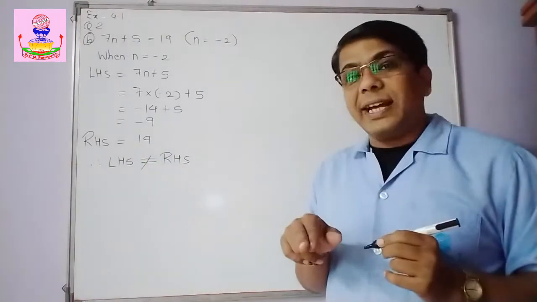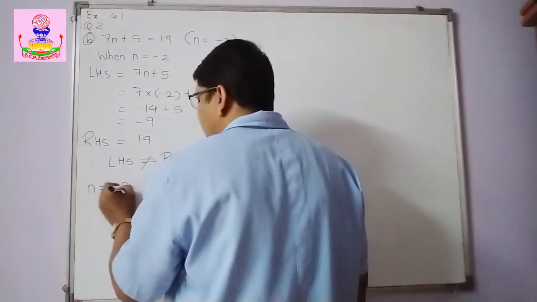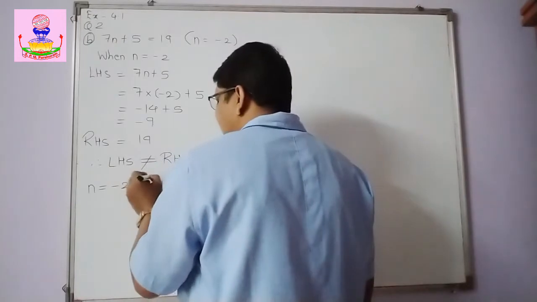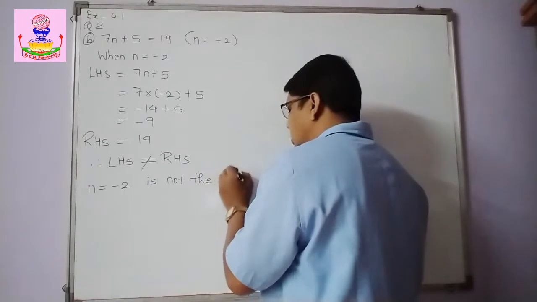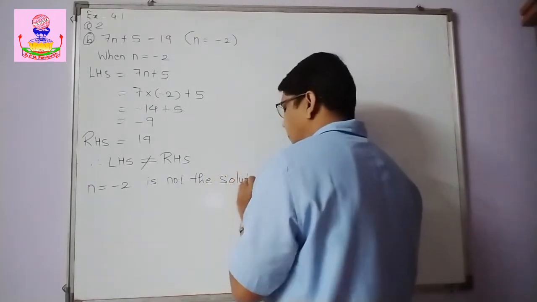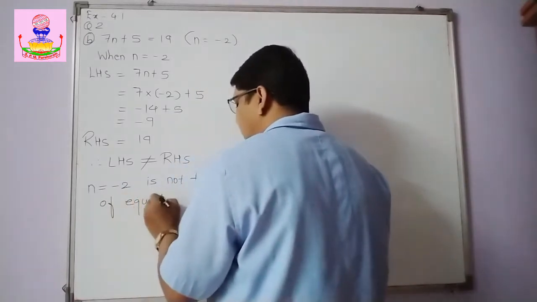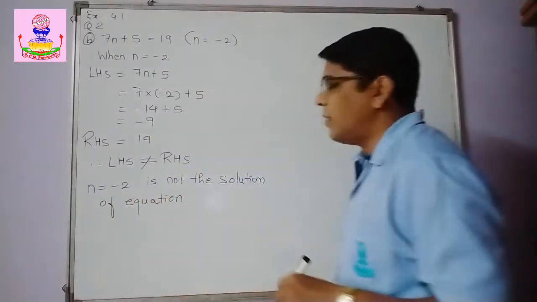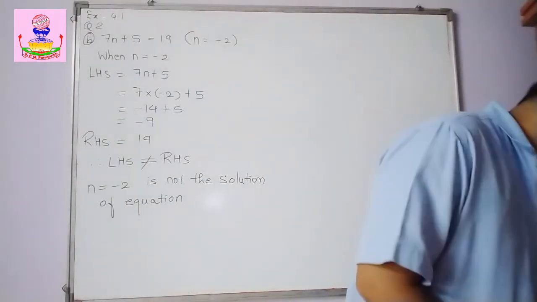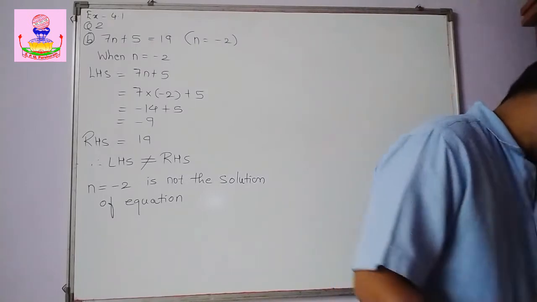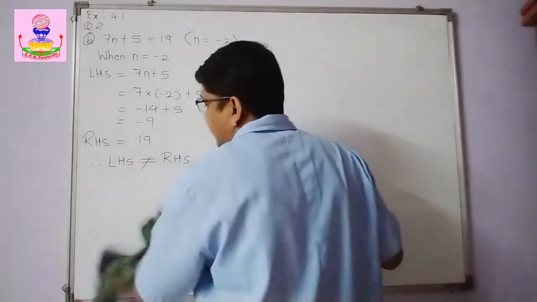So from this what we can say is that n equal to minus 2 is not the solution of the equation. You have to find out, right? So this is the second, that is B. Then I can go for D. So I am rubbing this.